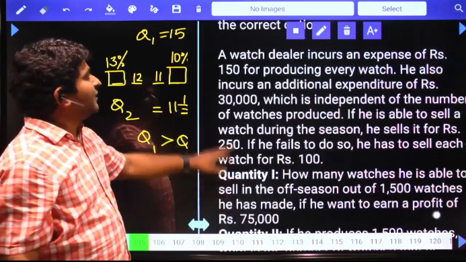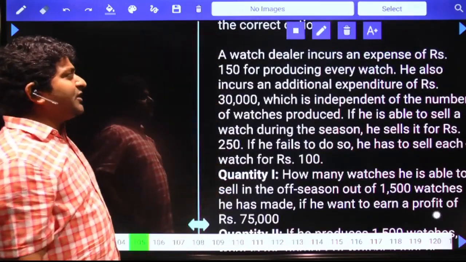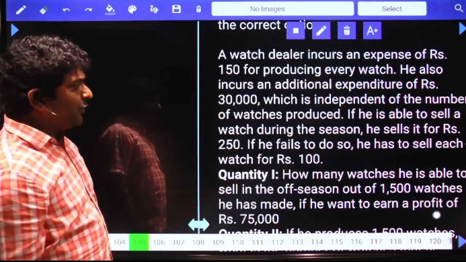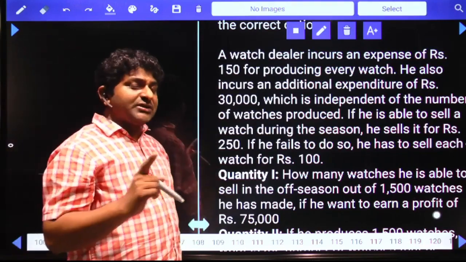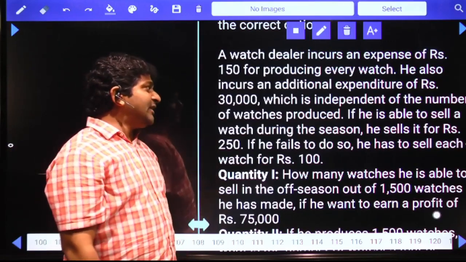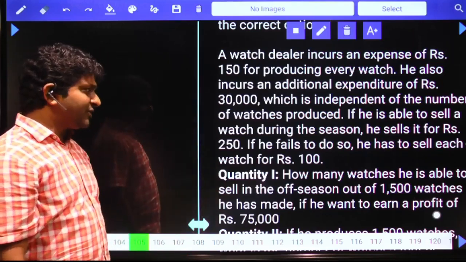Next. Now here, this is something different. Let's see this. A watch dealer incurs an expense of 150 for producing each watch. Prati watch తయారు చేయడానికి ఆయనకి పడుతున్న cost price 150 rupees. He also incurs an additional expenditure of 30,000 rupees, which is independent of number of watches produced.